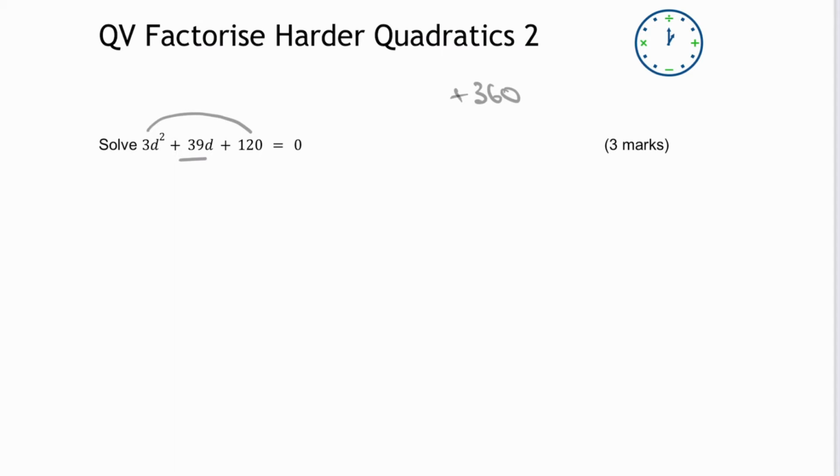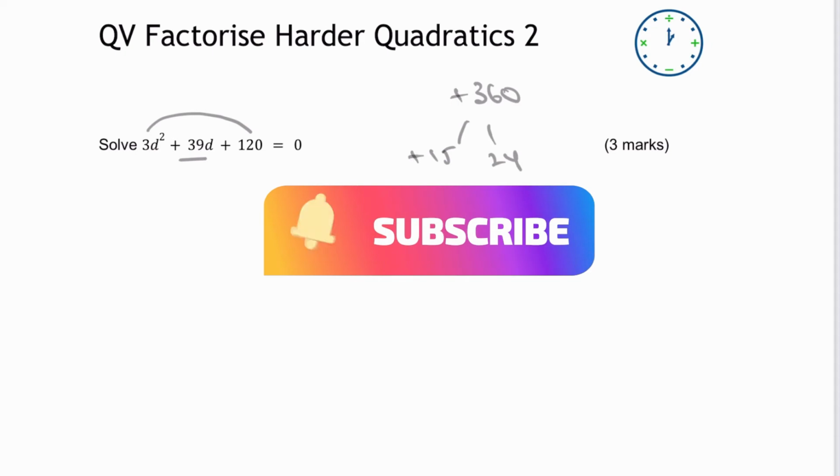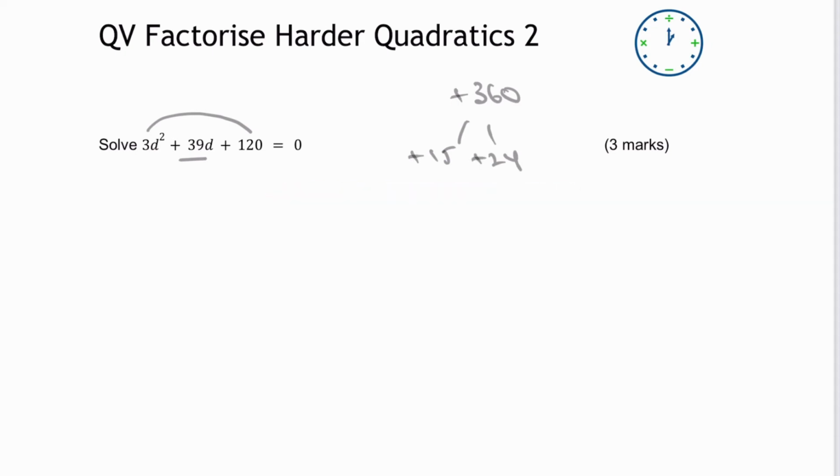Now, it will be tricky to work through these sorts of things, but you could look at all the different factors of 360 and eventually, hopefully, you're going to get 15 and 24, because when I multiply those two together, I get 360, and when I add them together, I get 39. Okay, so I'm in a position now where I can rewrite my original equation as 3d squared, and rather than writing 39d, what I'm going to write is 15d plus 24d, because both of those total together make 39, and then plus 120, and that equals 0.